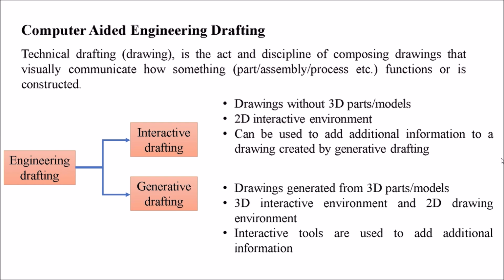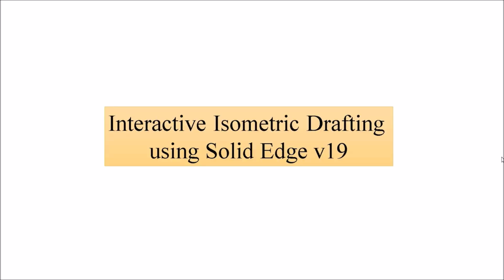In generative drafting, drawings are generated from three-dimensional parts or assemblies. It is a 3D interactive environment to create solid models, and to create drawings there will be a 2D drawing environment also. And interactive tools are used to add additional information on the drawing. With this information, we'll try to construct a few isometric projections using the interactive method.